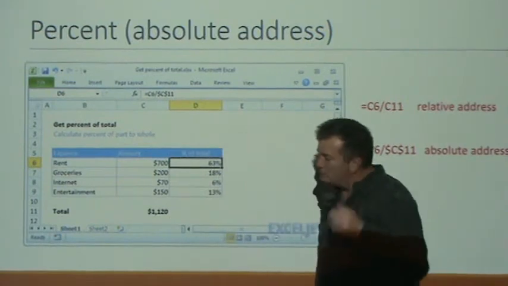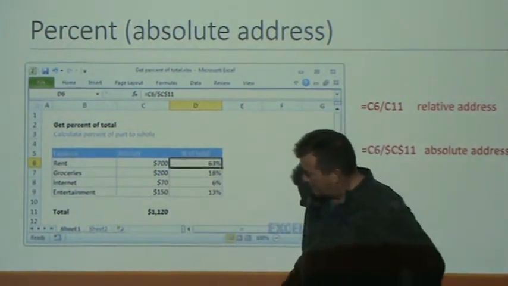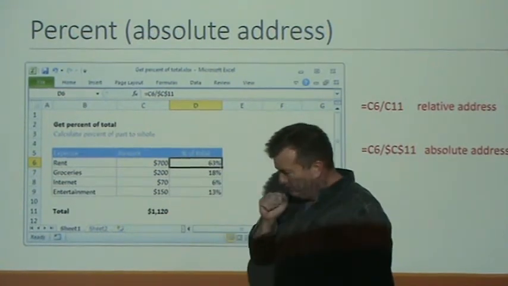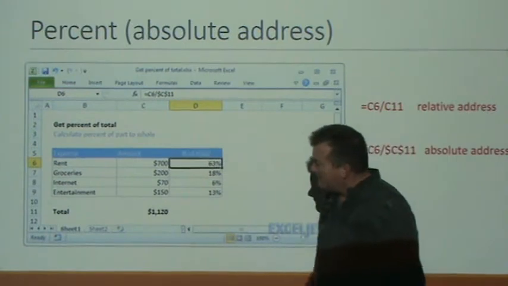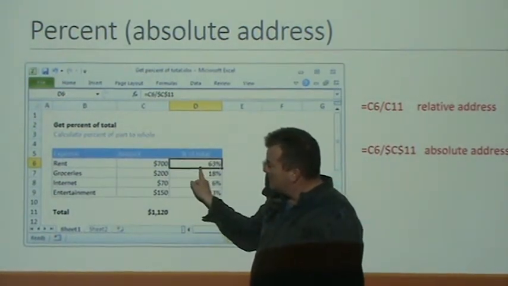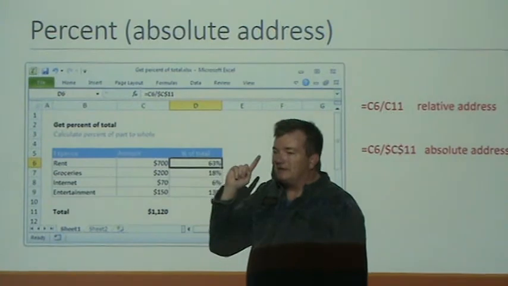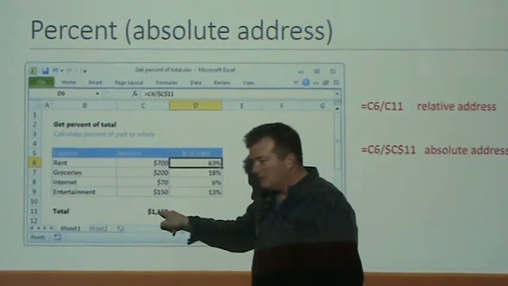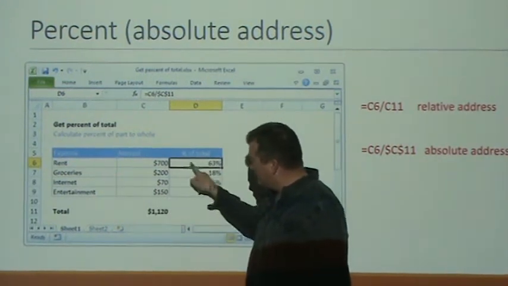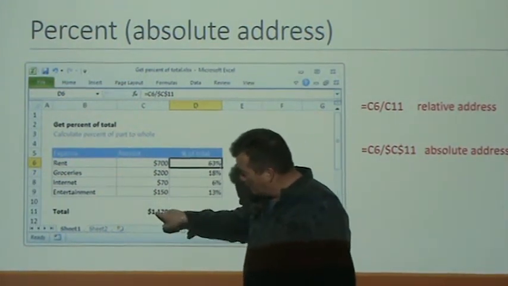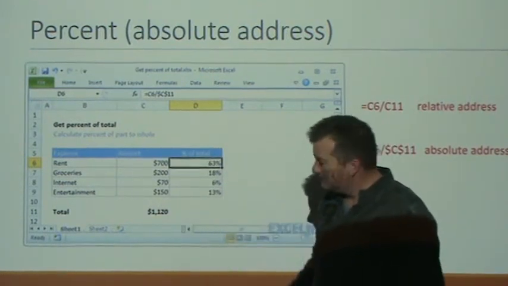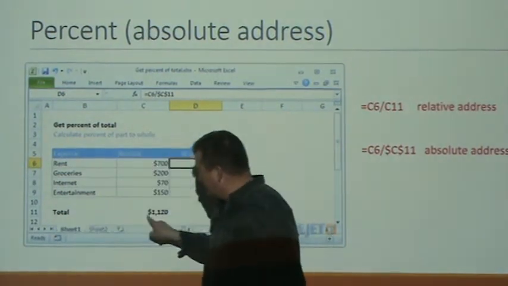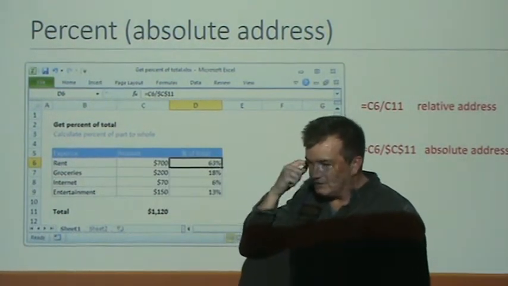Sometimes you want to not use a relative location, but you want to use an absolute location. You want to say the numerator is the box to my left, but the denominator will always be this box. I don't care how it's related to what box you're filling in. I always want to use this box. I don't want to use any other box. And that address, so the address here is C11. That's called the absolute address, not the relative address.